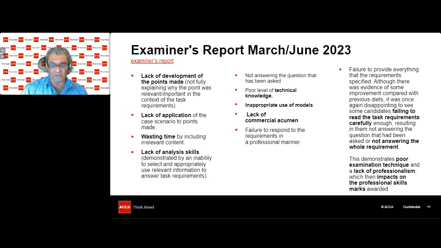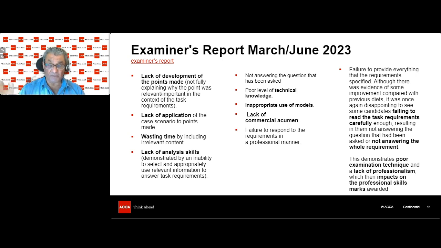Inappropriate use of models is another one that I want to focus on. Students have this feeling that models are what SBL is about. It's not, okay? It is not about models. No one is going to ask you in SBL, what does Ansoff's matrix say? Or what are the components of culture? Okay, does the board of directors care about the components of culture? No, they don't.